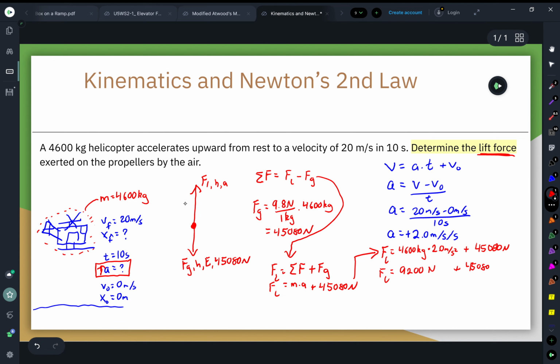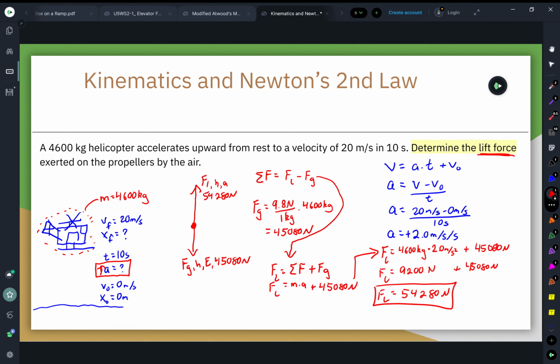45,080 newtons. So overall, our lift force is just the combination of the downward force of gravity plus the sum of the forces, which shows how much bigger the upward force is than the downward force, which when I add those together would be 54,280 newtons. This is going to be the lift force acting on the helicopter, 54,280 newtons.